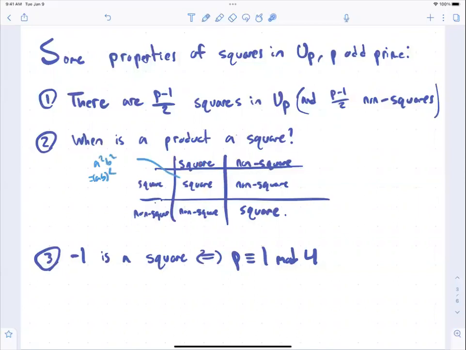What's maybe more surprising, at least less obvious, is that if I multiply a square by a non-square, I again get a non-square. I can do it in either order, so non-square by square, I still get a non-square. And if I multiply a non-square by a non-square, I get a square. So these are maybe less obvious than the fact that a square times a square is a square.